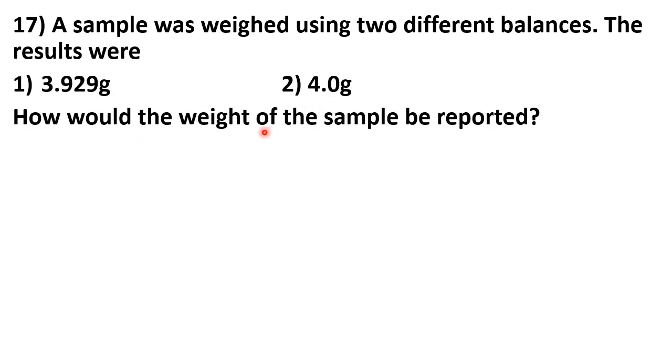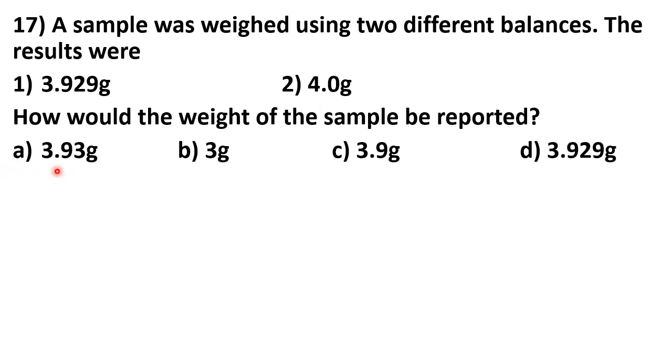Question number 17. A sample was weighed using two different balances. The results were 3.929 gram and 4.0 gram. How would the weight of the sample be reported? Options are A 3.93 gram, B 3 gram, C 3.9 gram, D 3.929 gram.